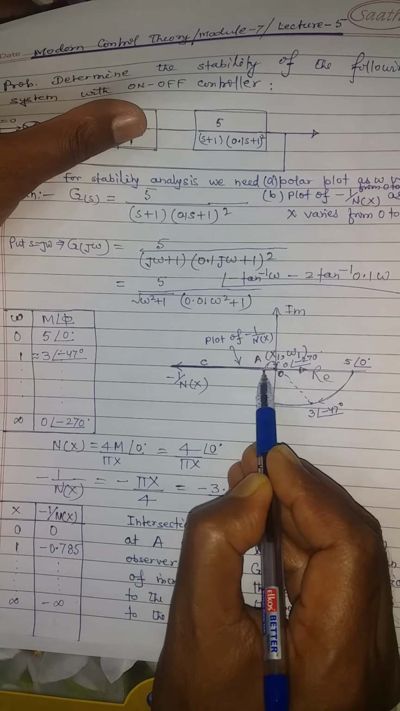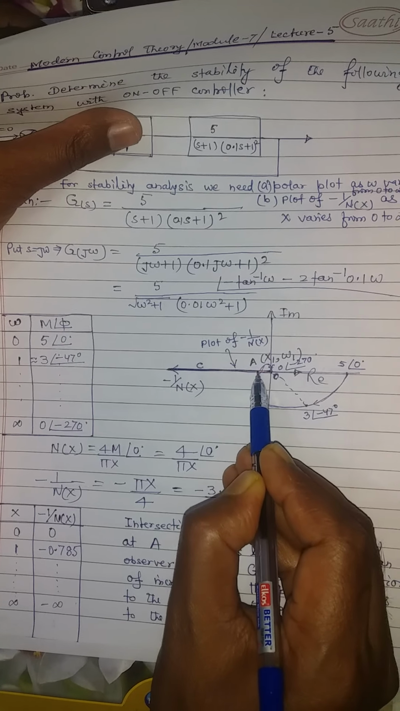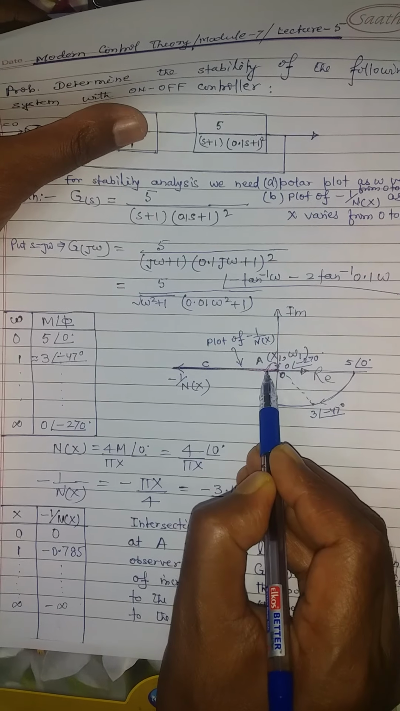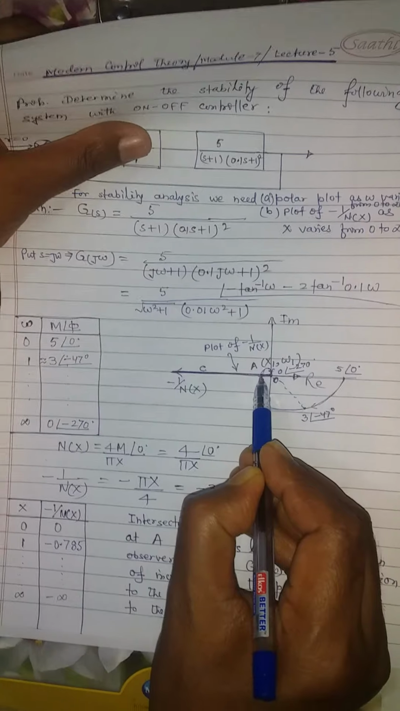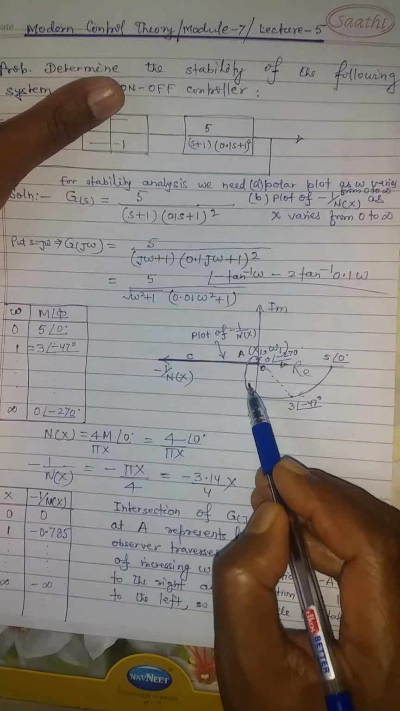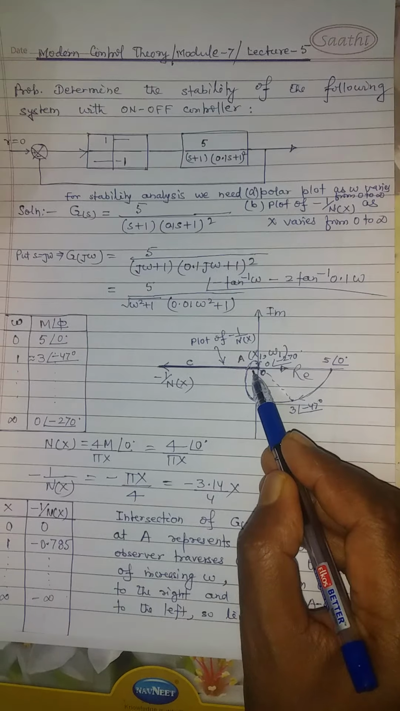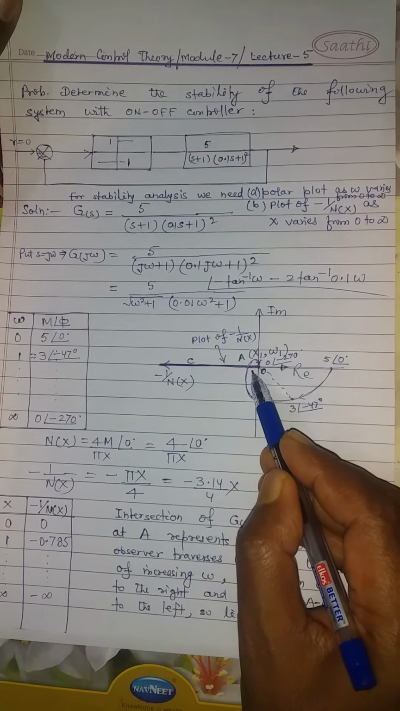In this region the system is going to be unstable. In this region the system is going to be stable, and at A we are going to have the stable limit cycle. I hope you have understood the concept of the stability determination by describing function method.